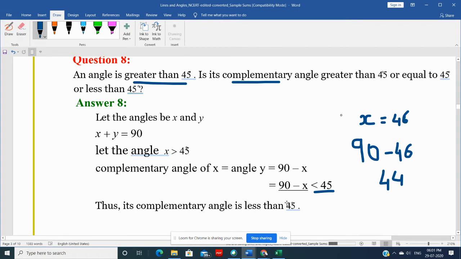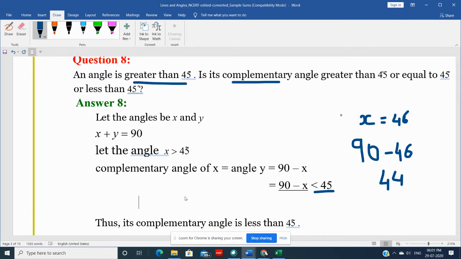Okay, so what is this? Actually, it is y. So we can say that the other angle, that is y, should be less than 45.